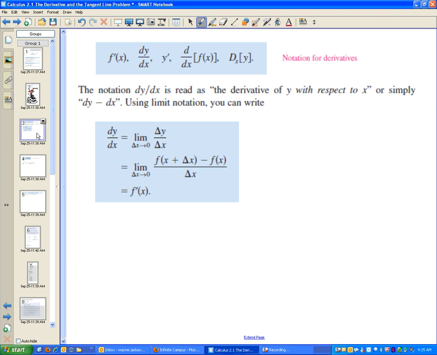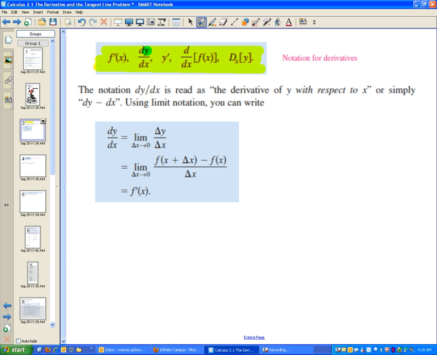Now, before we do, let's talk about notation. All of these things are different ways of writing the derivative. F prime of x is the way we say it. It means the derivative of f of x. dy dx means the derivative of the function y. Notice how it works here.